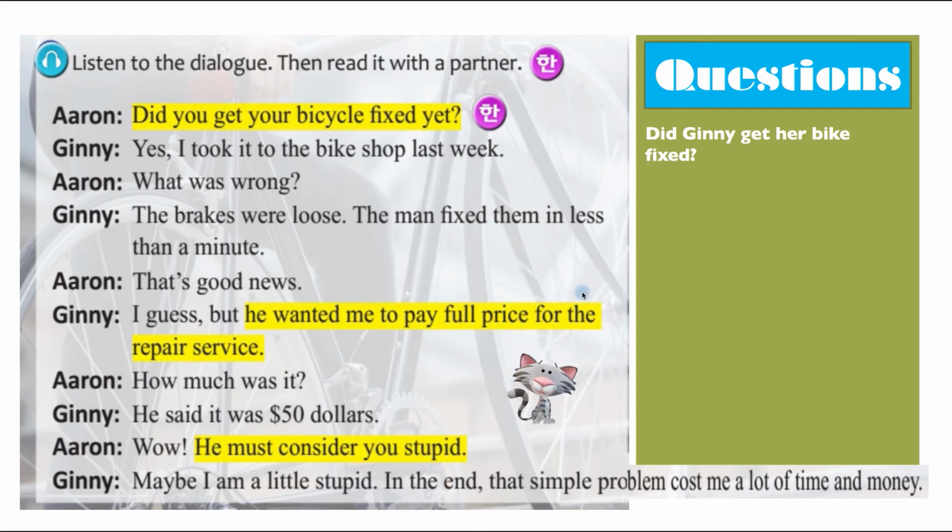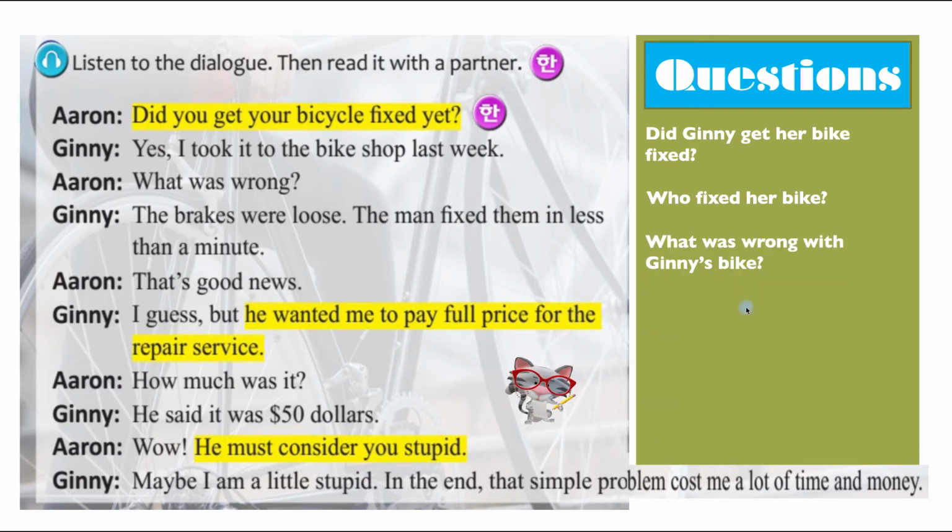Did Ginny get her bike fixed? Yes. Yeah, so here she says yes, meaning, yes, I did get my bike fixed. I took it to the bike shop last week to get it fixed. Who fixed her bike? The guy at the repair shop? Yeah, the guy at the bike shop. You can say the bike shop fixed it. Yeah, the man at the bike shop fixed the bike.